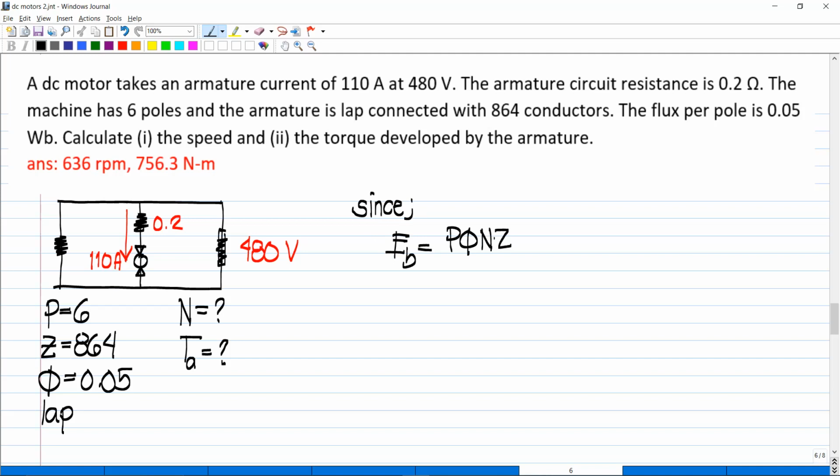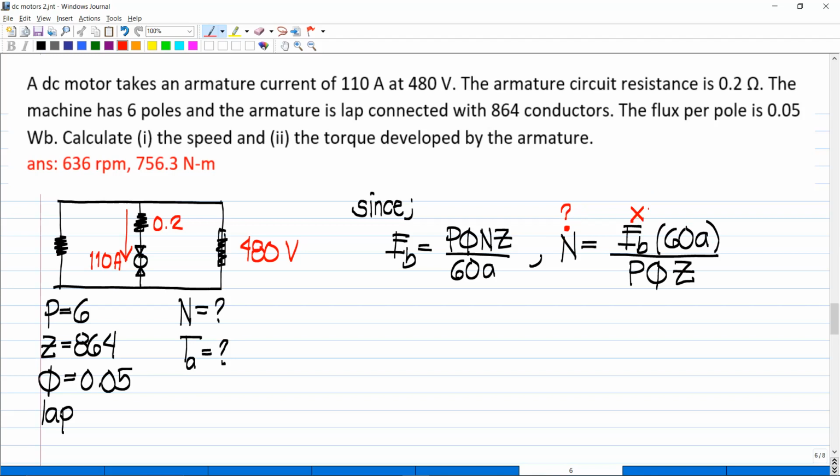So here, let us try to isolate the letter N. If we are solving for N, we cross-multiply, so E-back will multiply the one that was previously at the bottom, which is 68. Then we divide by P, the flux, and then Z. So let us check now if we can use this formula right away. Since we are looking for N, we need everything on the right, but first, we still need to cross out E-back.